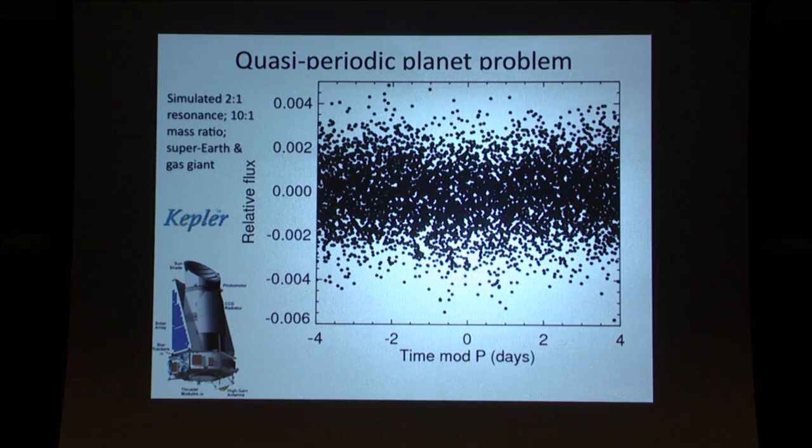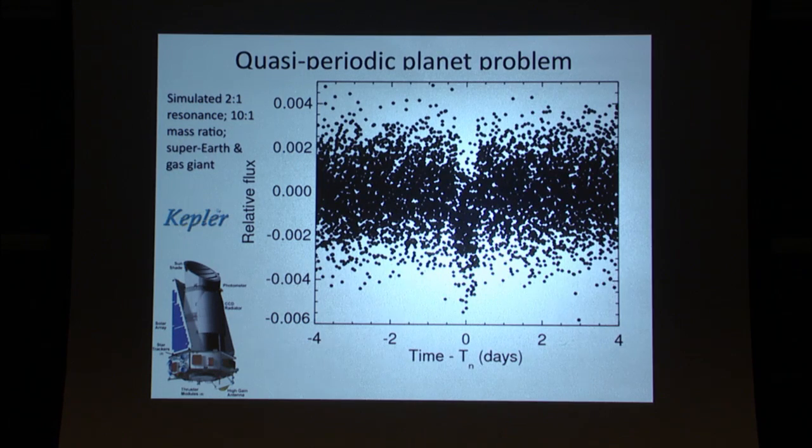If instead I take all the transits, this is folded on the mean orbital period, if I take all the transits and realign them by the variations in the time to transit, the signal pops out easily. So that's the same data, but now all the transit times have been realigned. And so this was something we were concerned about a few years ago. I talked with Josh Carter about this.